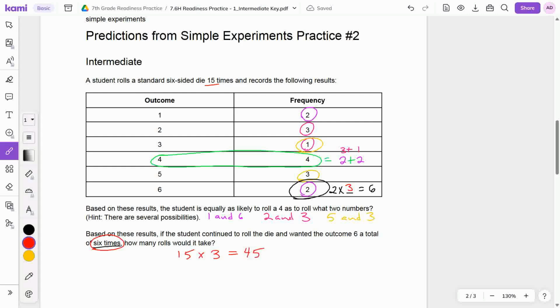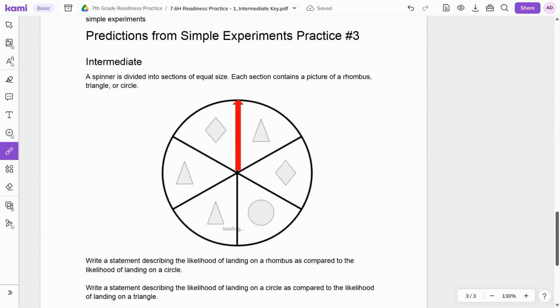So if I tripled my number of rolls, 45, I should triple my number of sixes, which would go from 2 all the way up to 6. So 45 rolls should give me that. That's a lot of rolls to get to the number 6 times.